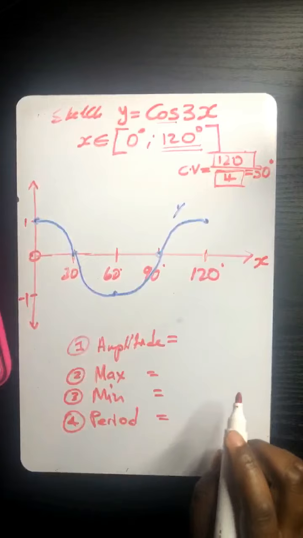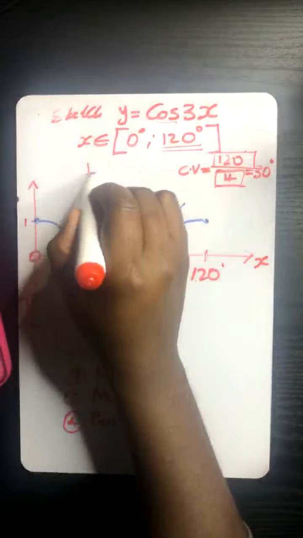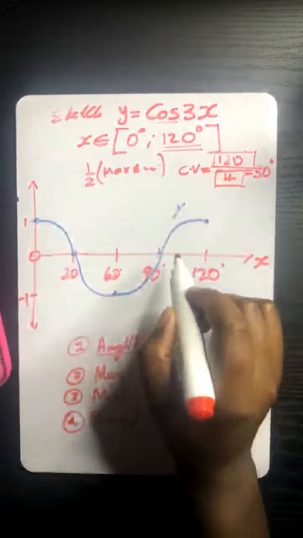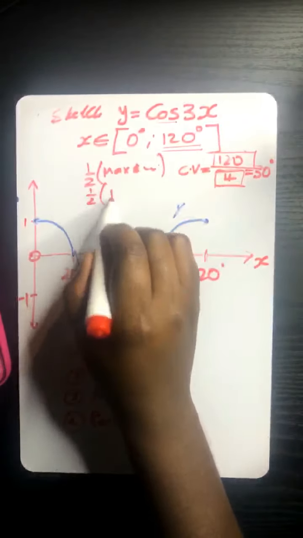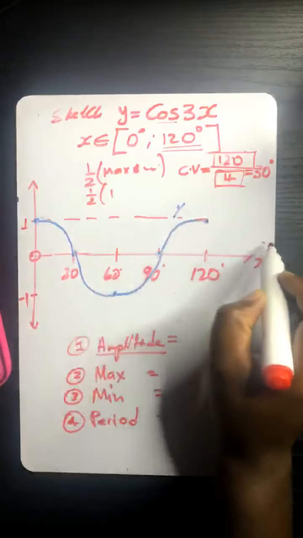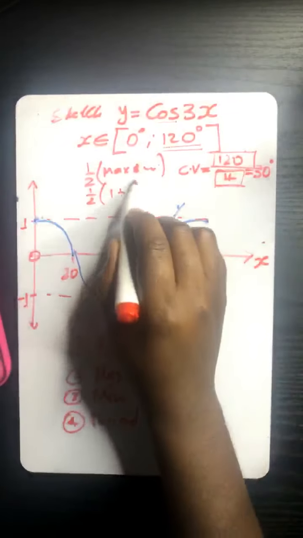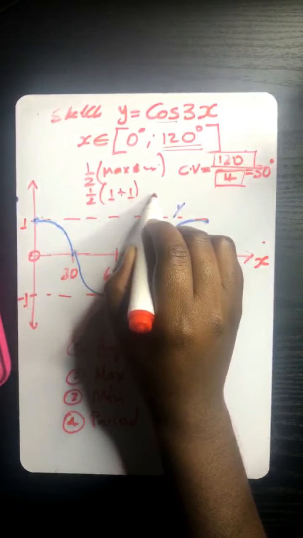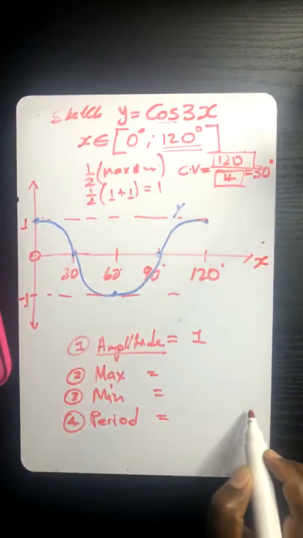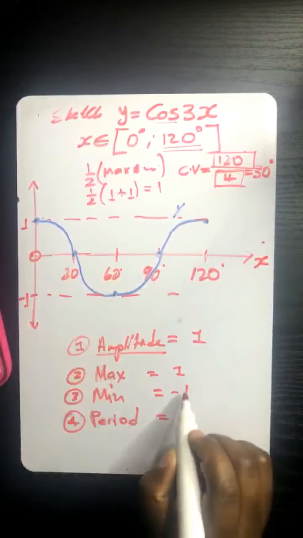Okay, I'll answer the questions. So the amplitude, remember guys, we said is half of the distance between the maximum and the minimum. So that means it's half of 1 plus 1, which is 2. What is half of 2? Is it not 1? So the amplitude is 1. Obviously, the maximum value is 1, and the minimum value is negative 1.